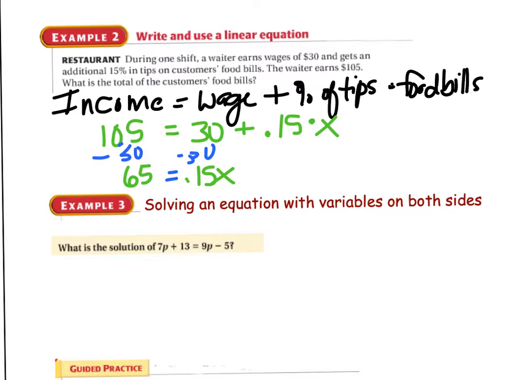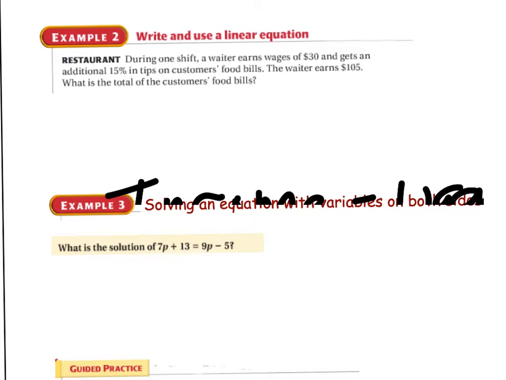So take your calculator now, because we're going to have to clean up this problem. And now I would divide by that 15/100ths. All right, so grab your calculator, take 65, and then you get your answer of $433.33.